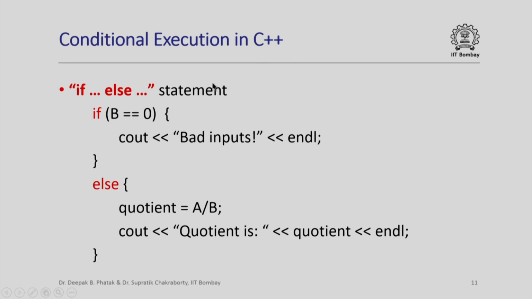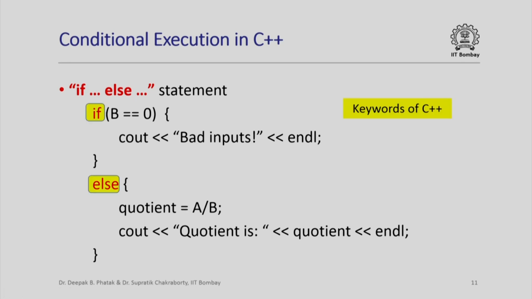In C++ programs, such conditional execution is conveniently represented using if-else statements. So we have denoted a little program here which basically does the functionality that we required in our original problem. If B is 0, then we are going to output bad inputs, otherwise we are going to compute the quotient and output the quotient. Of course this is not a complete program, I have not shown the variable declarations, other compiler directives, etc., but this is just to focus on the if-else construct or if-else statement in C++ programs.